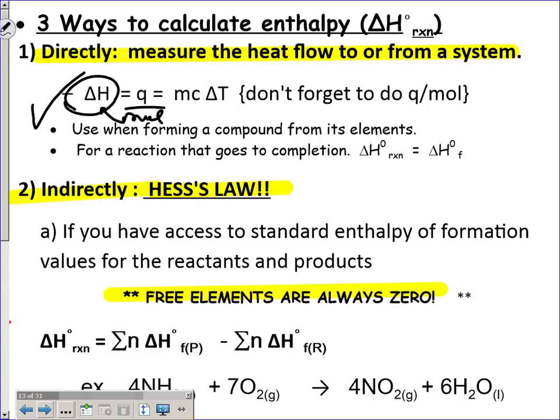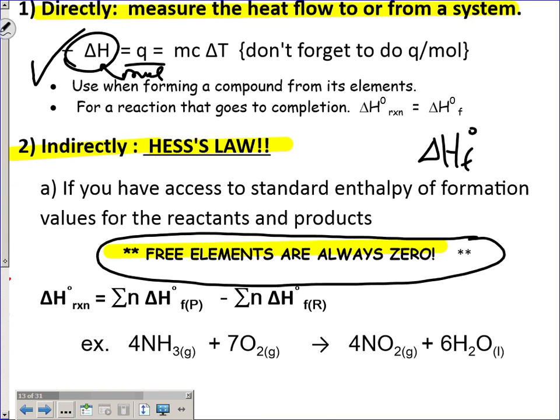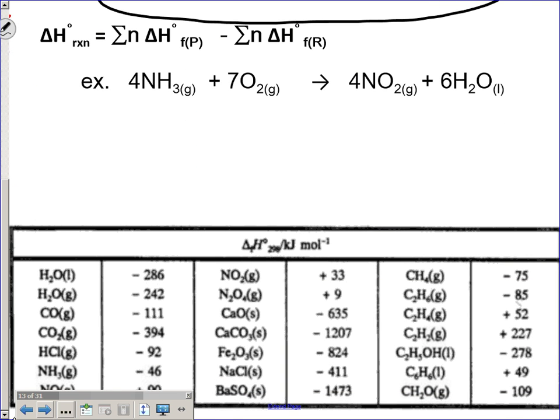Okay, so another way to find delta H is by using Hess's law. We can do it indirectly through values from a table. Free elements are always 0. You can do it indirectly from a table if you have a big, humongous chart of delta H formation values. A chart like this is called delta H formation, delta H standard, or delta H naught, in kilojoules per mole.